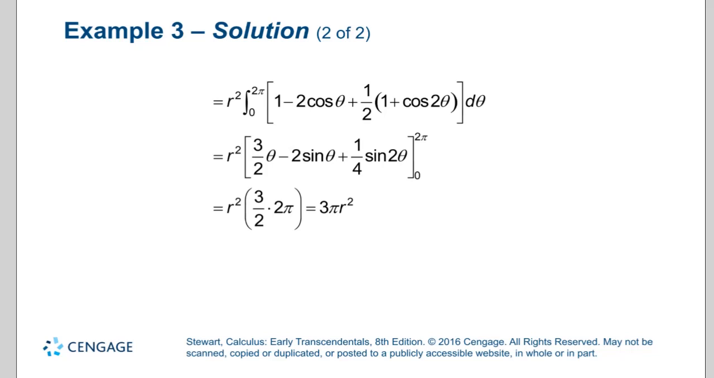I'm going to do the integral of all the pieces. So I end up getting 3/2 theta minus 2 sine theta plus 1/4 sine 2 theta. I'm then going to plug in from 0 to 2 pi into that function. And I end up coming out with 3 pi radius squared. And that's actually going to be my area under one cycloid for any radius. So I can change the radius now to anything I want, and I'll be able to figure out the area of that cycloid.